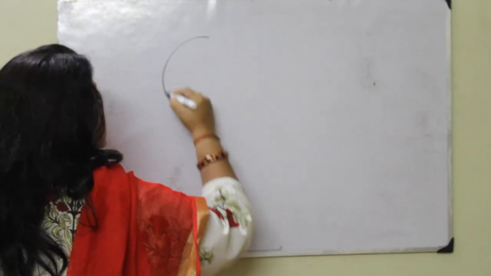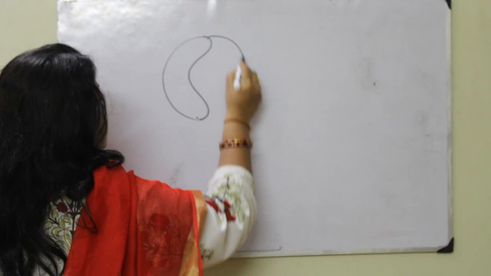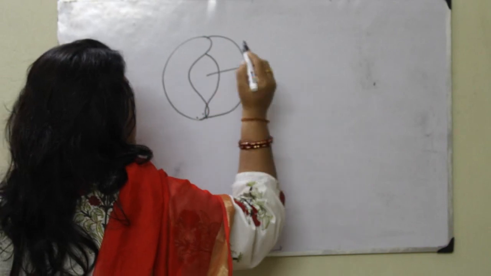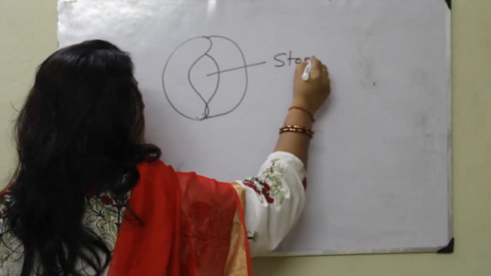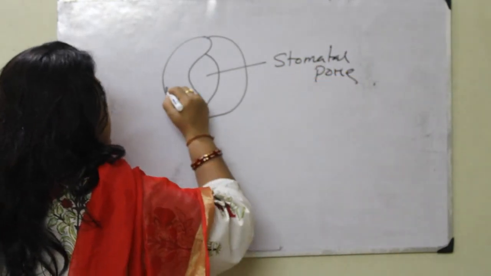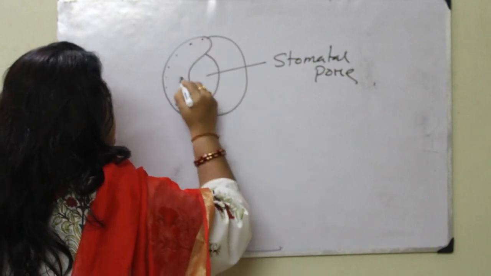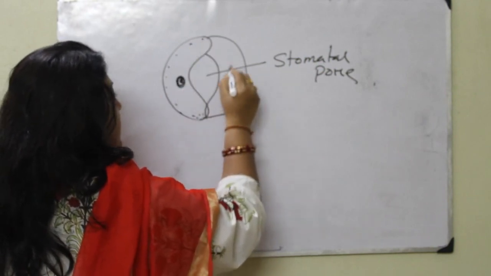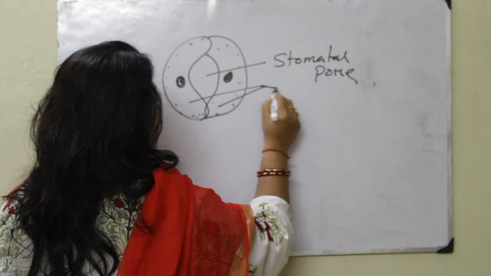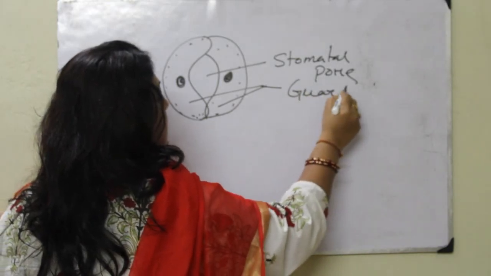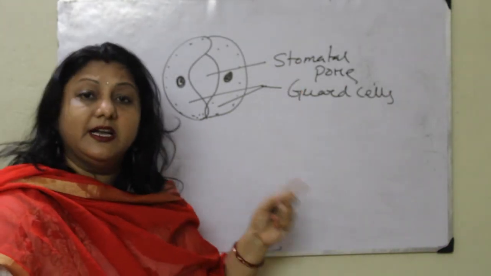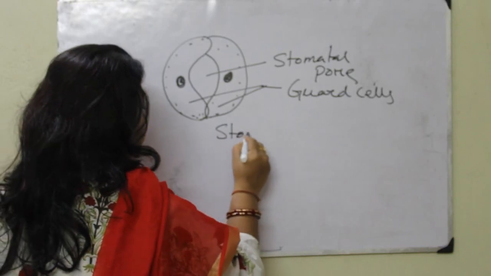So let us draw the structure of stomata here. Okay, so now this is the stomata, the stomatal pore, and these are the guard cells. The nucleus of the guard cell and the presence of chloroplast. So these two are guard cells. Okay, so combinedly these two structures are called the stomata.